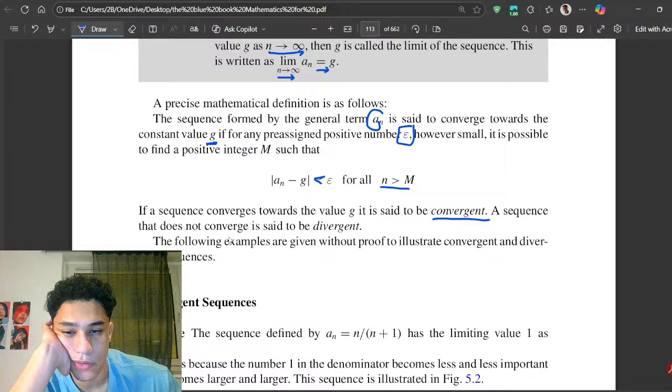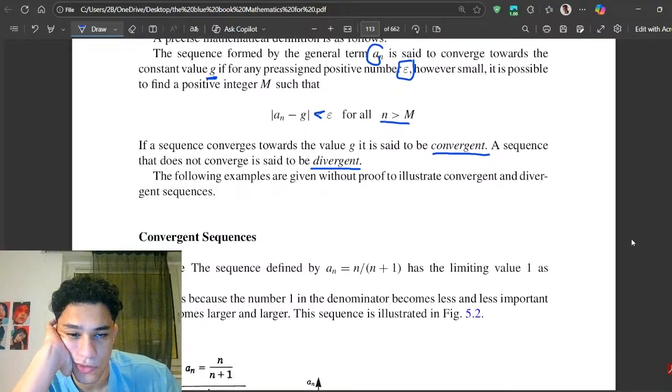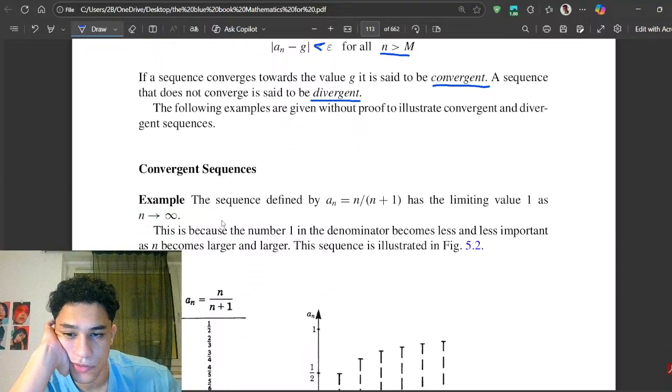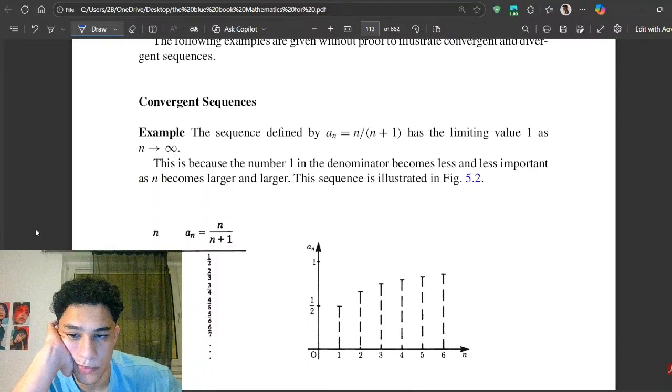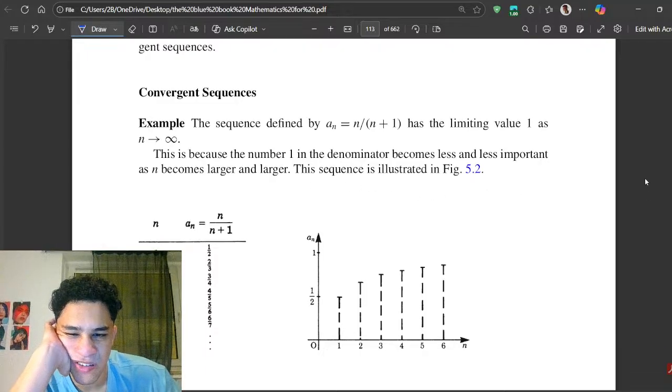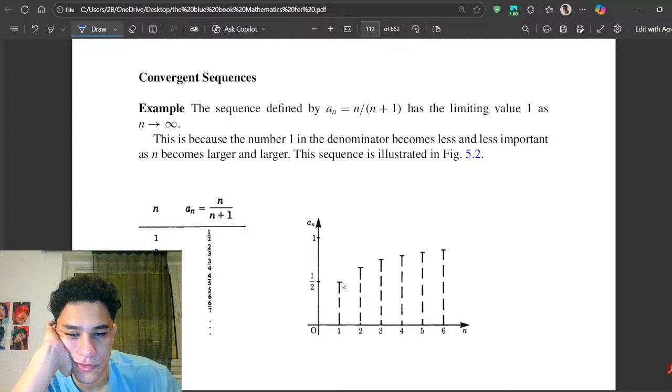A sequence that does not converge is said to be divergent. The following examples are given without proof to illustrate convergent and divergent sequences. Convergent sequences: the sequence defined as an has a limit value of 1 as n goes to infinity. This is because the number 1 in the denominator becomes less and less important as n becomes larger. The difference gets smaller, and it goes toward a straight line.